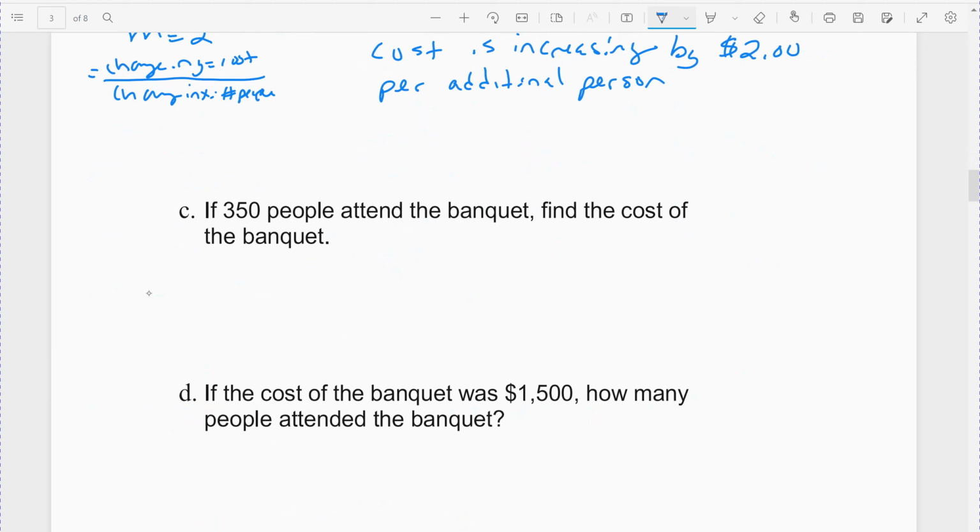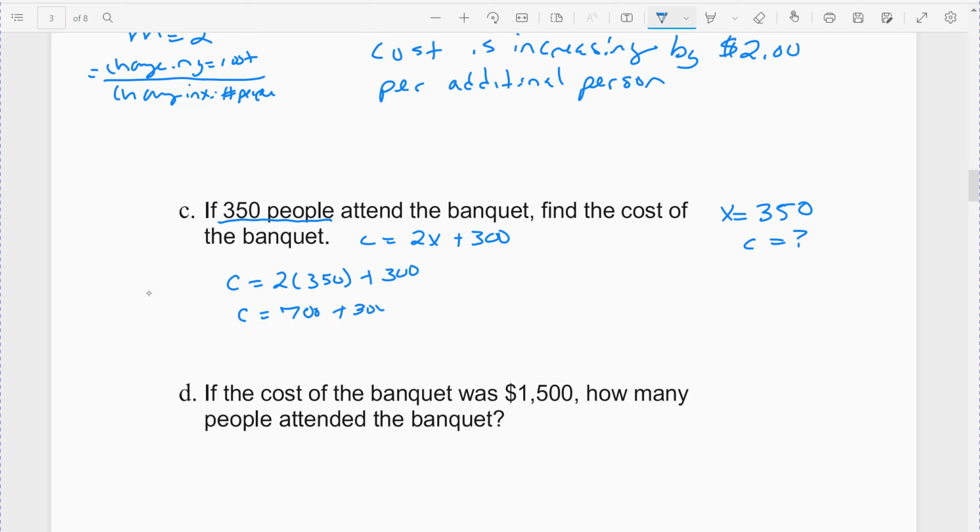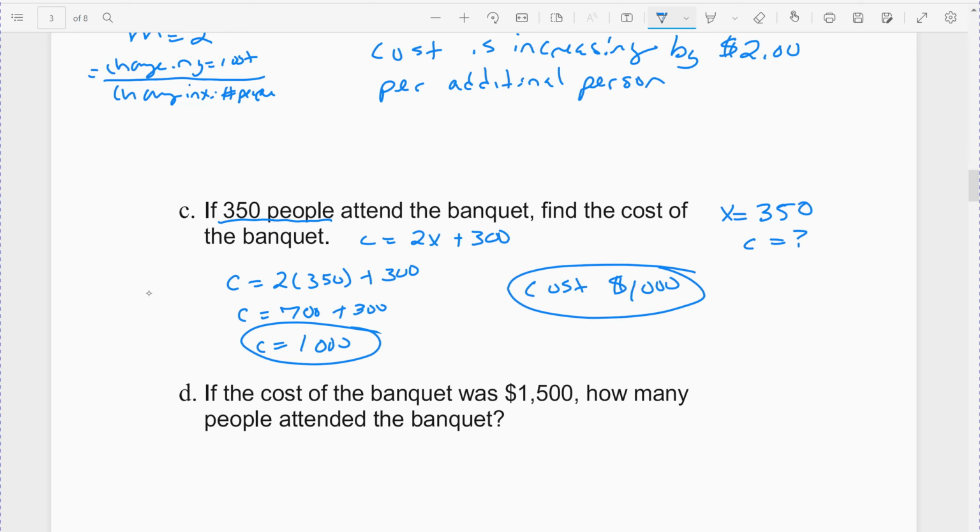All right, now we're going to use it. So if 350 people attended, remember those $2 for each of them, but there's also that initial cost of $300. So remember the cost equation is 2x plus 300. And so my x value is 350. We want to find my cost value, so you plug that in. Cost equals 2 times 350 plus 300. And so it costs them $1,000 to rent the hall for 350 people.